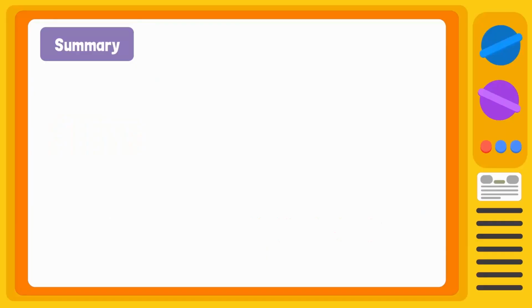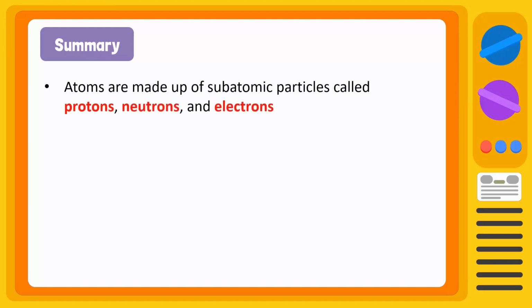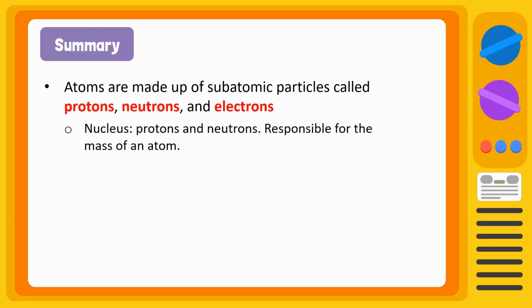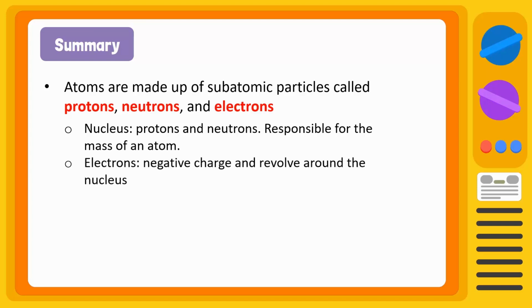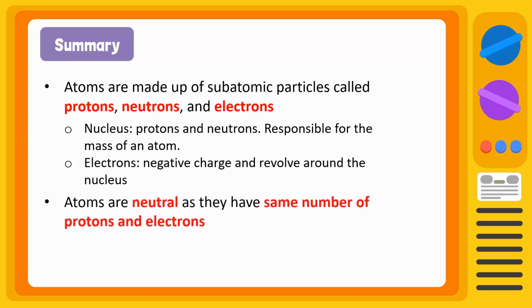In this video, we have learned that atoms are made up of subatomic particles called protons, neutrons, and electrons. The nucleus is made up of protons with positive charge and neutrons with no charge. Together, they determine the mass of an atom. Electrons are negatively charged particles revolving around the nucleus. Atoms are neutral as they have same number of protons and electrons.